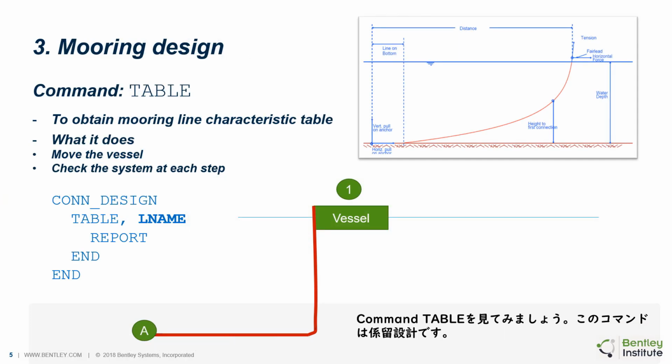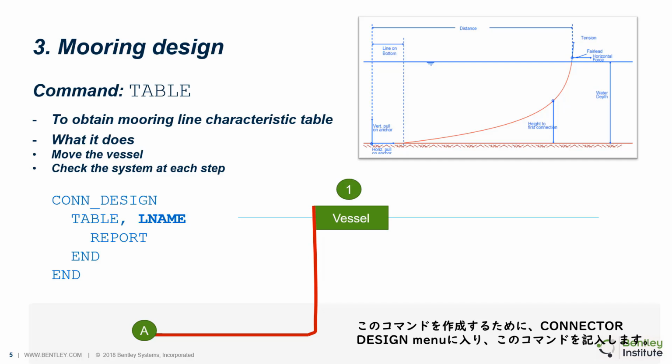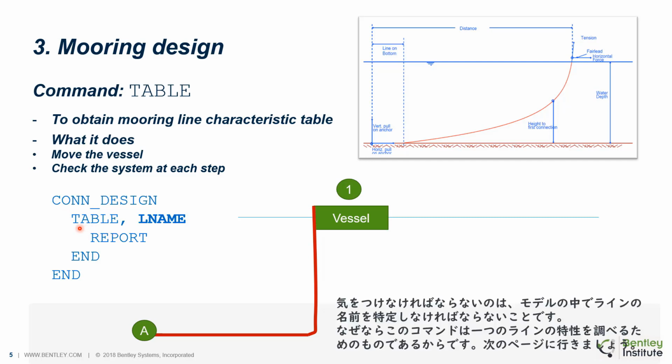Let's take a look at the commands table first. This command is for mooring line design. To issue this command, as you see, we need to enter the connector design menu, then write the command. One thing to note is that we need to specify the name of the line in the model, because this command is to investigate the characteristic of one line.